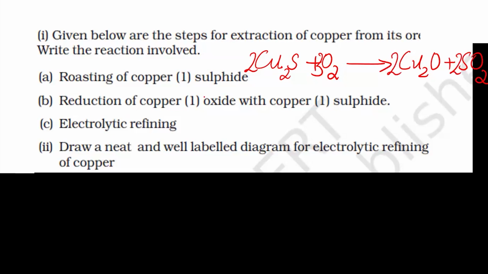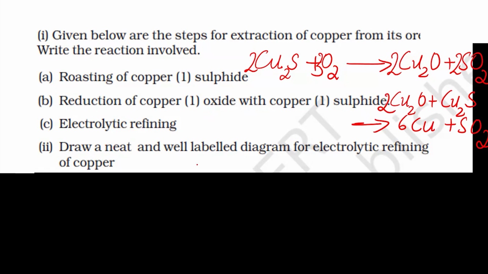Okay. Now next is reduction of copper 1 oxide with copper 1 sulfide. Next reaction, copper 1 oxide plus copper 1 sulfide. You will be getting what? Yes, 6Cu plus SO2. Okay, balancing.